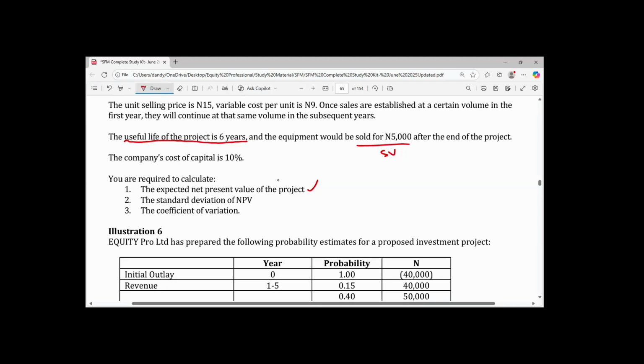I will therefore go to the question and check, am I given mutually dependent cash flow or independent cash flow? So I will identify the nature of my cash flow. Once that is done, it will tell me which of the two formulas I should use to calculate the standard deviation of NPV. Then number 3, you have to calculate the coefficient of variation. Since I've been asked to calculate the expected NPV and the standard deviation of NPV, I will use the second formula for my coefficient of variation.